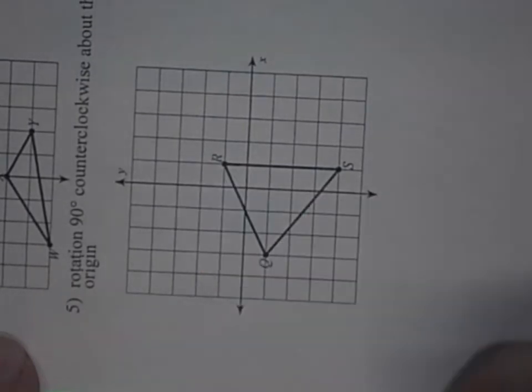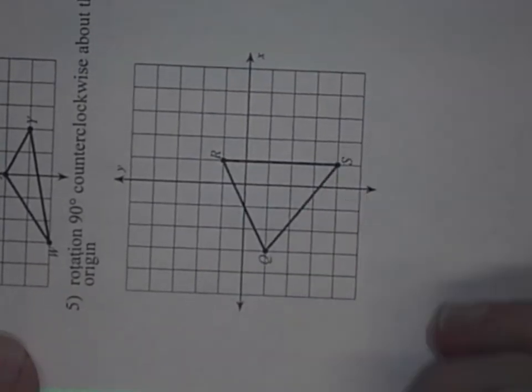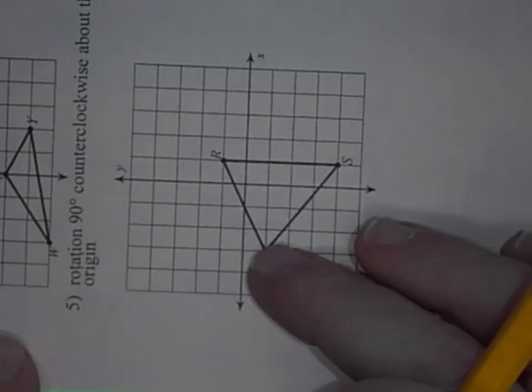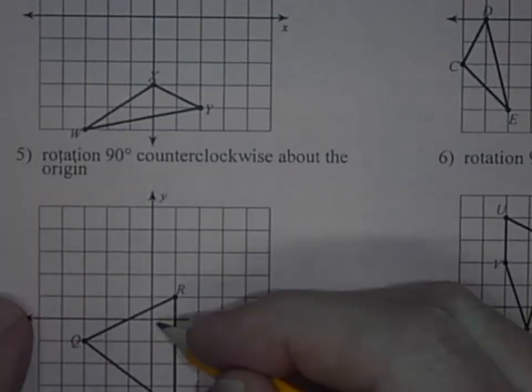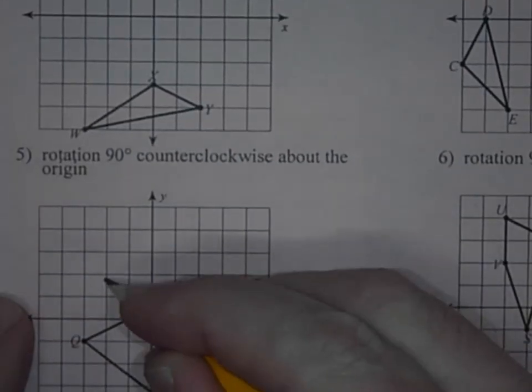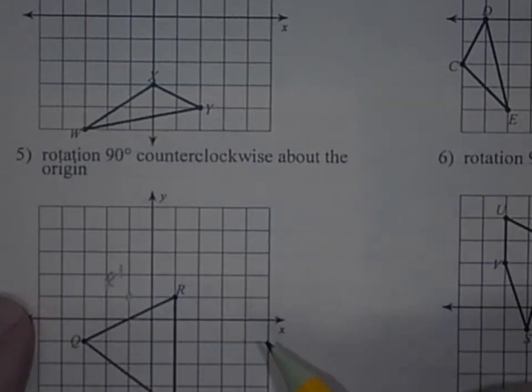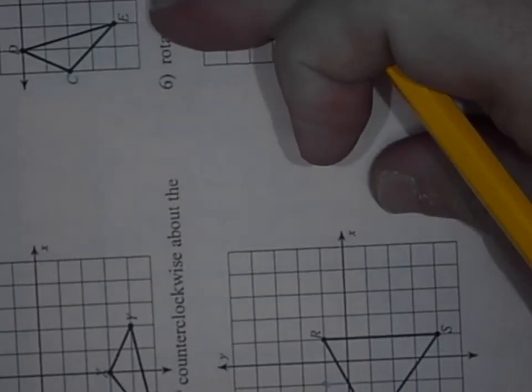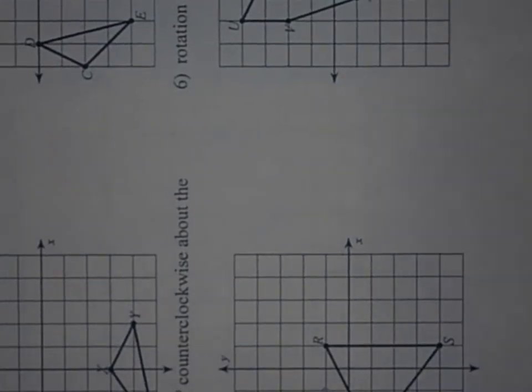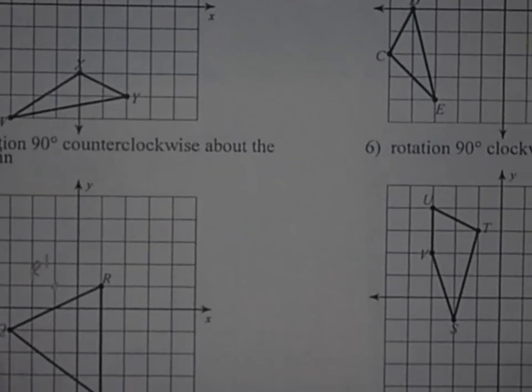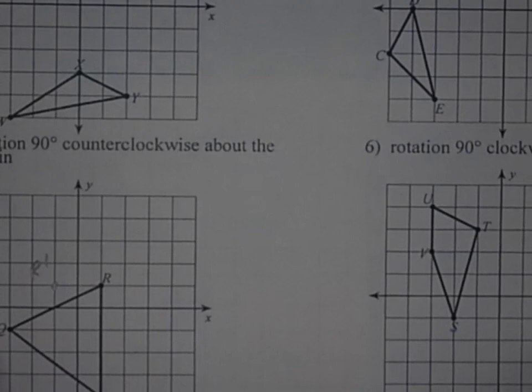R is at -1, 1. S is at 4 and 1. Q is at 1 and -3. So R was -1 and 1. R prime. Q was at 1 and -3. That doesn't make sense.